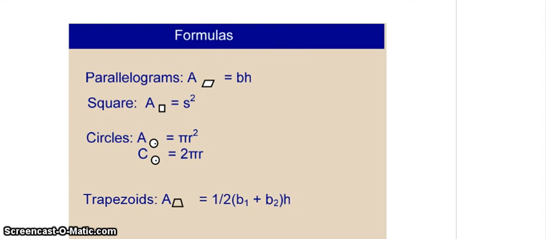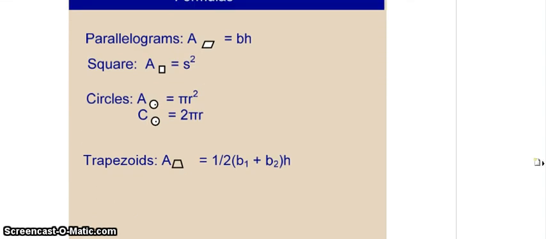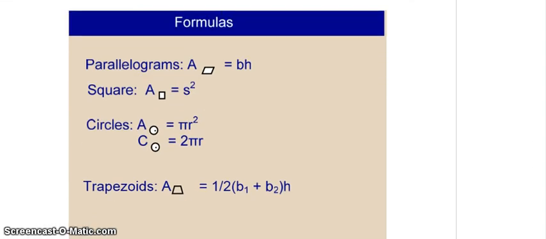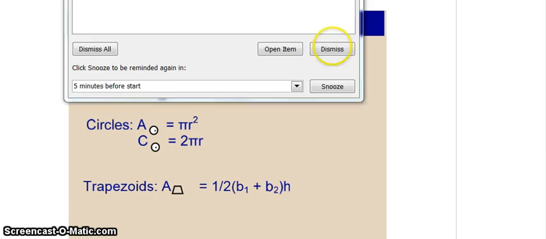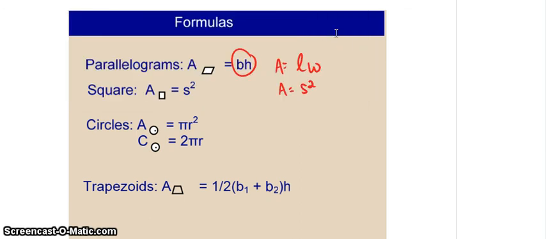So here are the formulas that you've learned so far, your basic formulas. Parallelograms, the area is base times height. We also have the length times width for a rectangle. We also have side squared for a square. Rhombus, you're going to have to just use base times height. So we see our square there. Circles, the area for a circle is pi r squared. Circumference of a circle is 2 pi r. And then trapezoids, the area of a trapezoid is 1/2 base sub 1 plus base sub 2 times height.